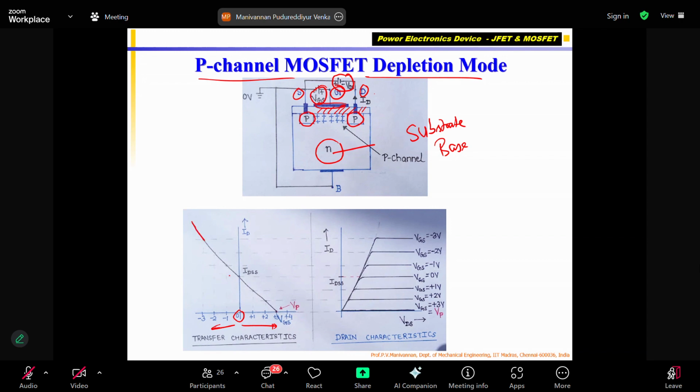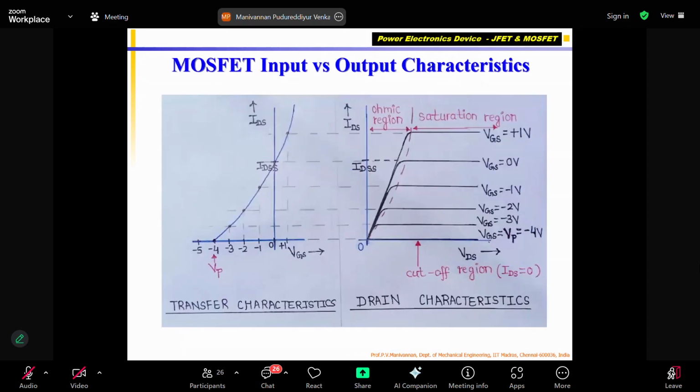Please see that in depletion, whether N channel or P channel, for 0 volts, there will be some current. ID will be there. You cannot stop it. It can be increased or decreased. If I give positive voltage, this will decrease. If I give negative voltage, it will increase. Reverse of N channel MOSFET. Okay. Finally, this is what we showed. Drain input characteristic already explained.